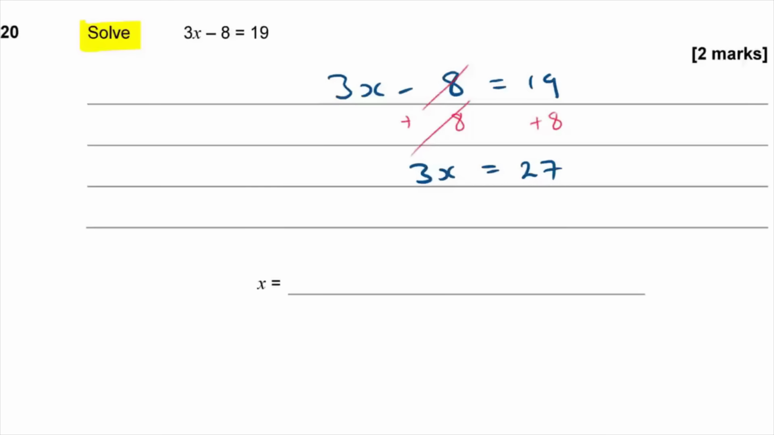And the next thing I can do to try and get x by itself is to divide both sides by 3. Then 3 divided by 3 is just going to leave me with the x, and 27 divided by 3 is 9. So that tells me that x is equal to 9. That's my final answer, 9.